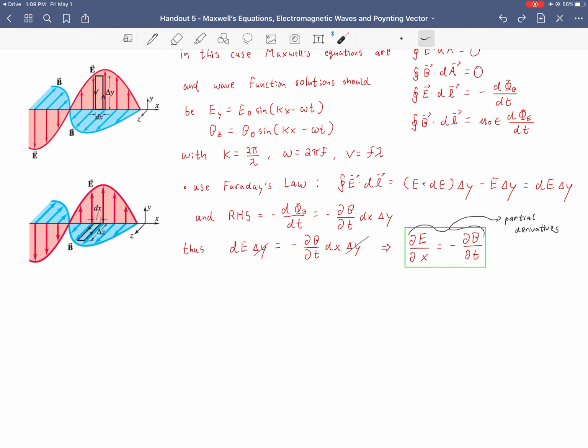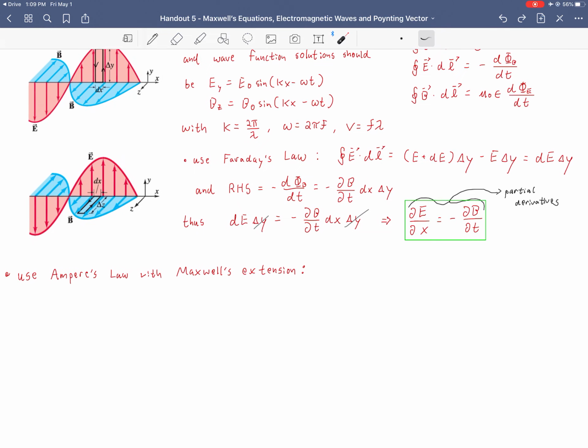Okay, so let's go ahead and do the same thing, but now with Ampere's law. So kind of rinse and repeat. Use Ampere's law with Maxwell's extension. Okay, so here it is. I'll again do one side at a time, starting with the left-hand side. I'd make the same sort of argument that I made before with the line integral. In other words, the perpendicular components don't do anything because the dot product just zeroes them out.